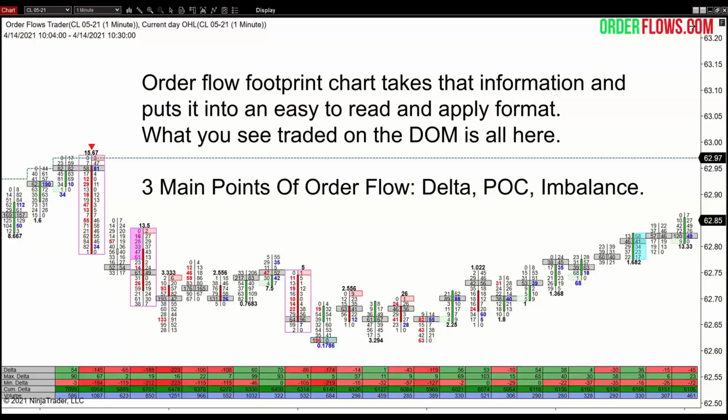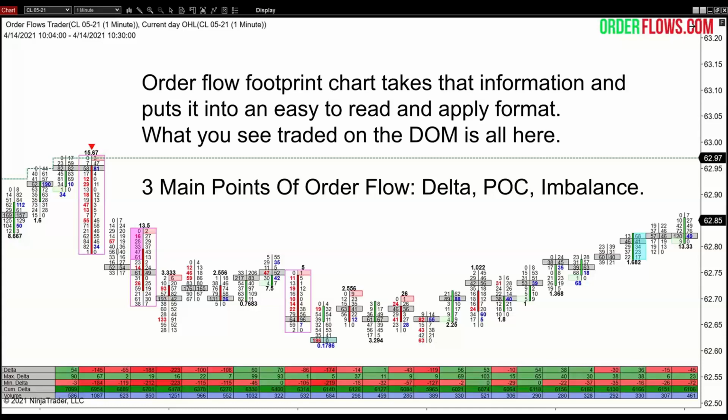Now, most traders look at a normal bar chart, but the order flow footprint chart takes that information that you see on your bar chart, but adds in more information. So remember, everything that you see on a chart, whether it's a bar chart or a footprint chart, comes from the same source. It comes from what's traded in the market. And the basic way to look at what's traded in the market is by looking at the time and sales.